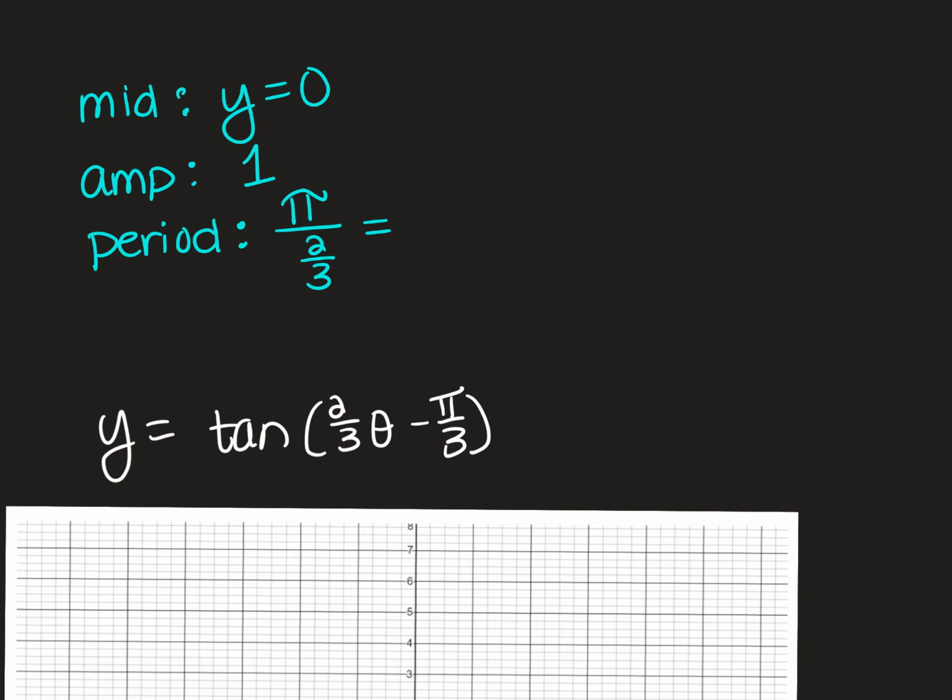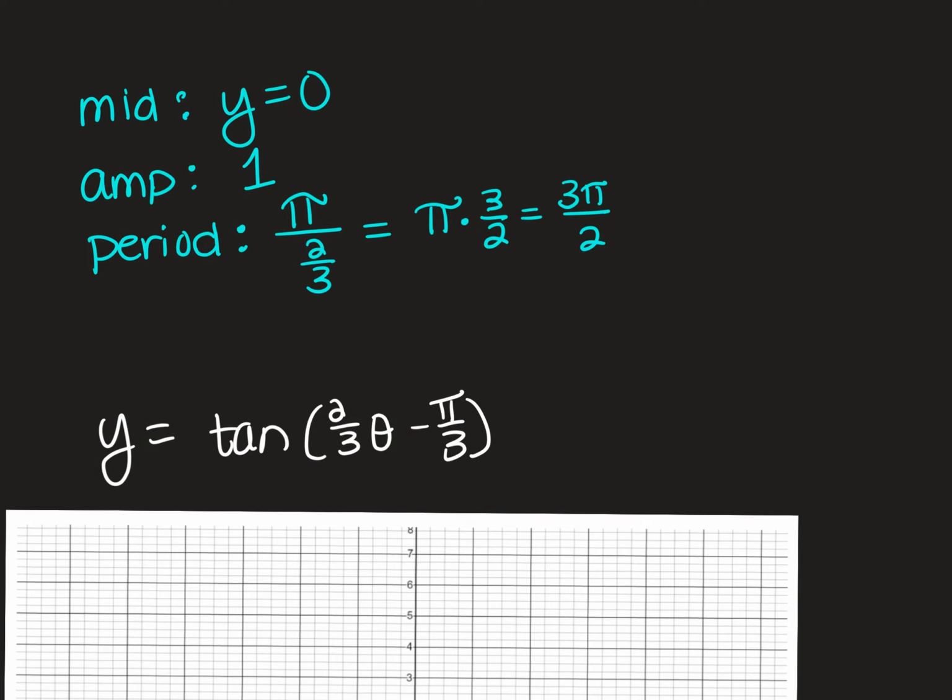Hopefully by now, seeing that complex fraction doesn't freak us out. It just means we're going to take pi and multiply it by the reciprocal of that fraction on the bottom. So pi times 3/2 gives us 3 pi over 2. That means that an entire cycle of the graph is going to take 3 pi over 2 units to actually occur. Okay, next up, we got to think about the phase shift.